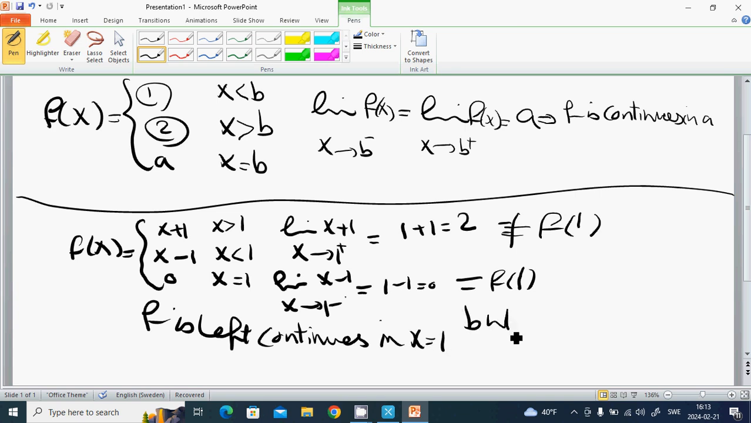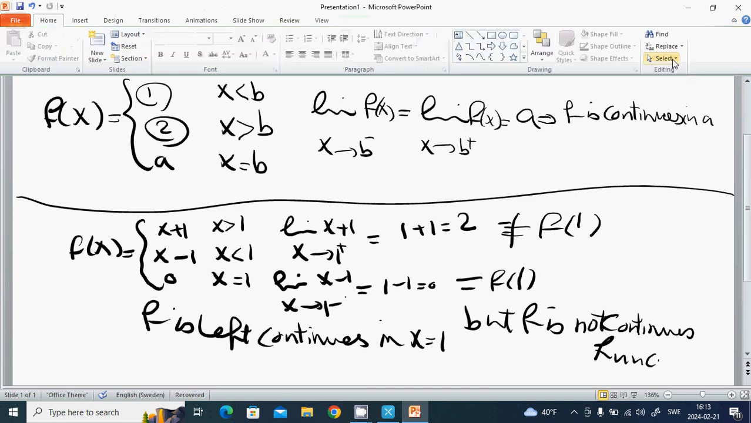But f is not a continuous function because those two are not equal. Okay.